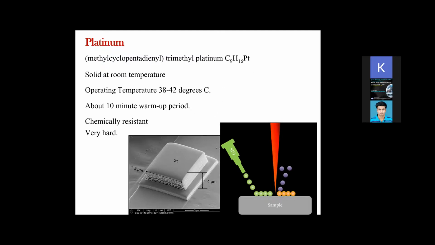So you have to go for some metallo-organic compounds, which can be easily vaporized and can be inserted on the sample. Though it is solid at room temperature, at 38 to 40 degrees, it can become gaseous, or vapor of that material can be formed, and this is very chemically resistive and very hard to get deposited. You can see a platinum has been deposited by this GIS and FIB over the sample.